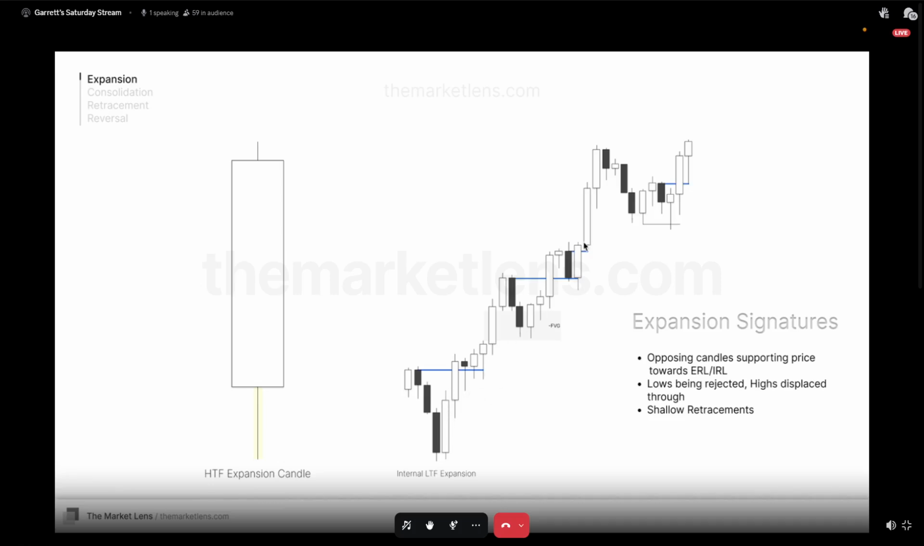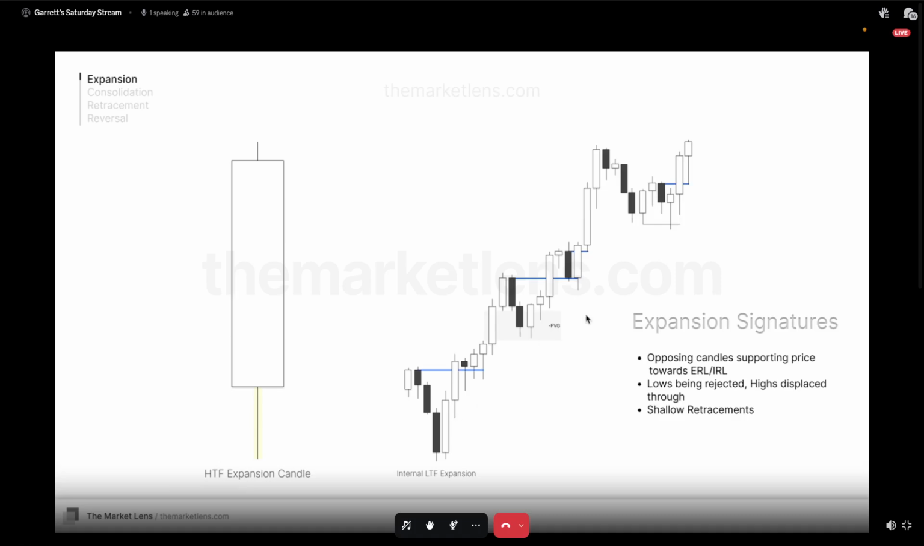So the signature of expansion is opposing candle supporting price towards ERL or IRL. ERL or IRL just being the draws on liquidity. Those are the only things we target. Also maybe like premium discount of a range, but you know what I mean, right? We want to see PD arrays like fair value gaps and opposing candles support price to our draw on liquidity, to put it really simply, right?